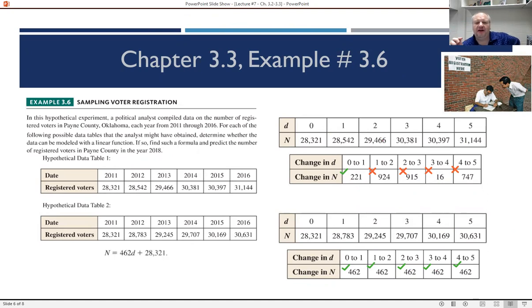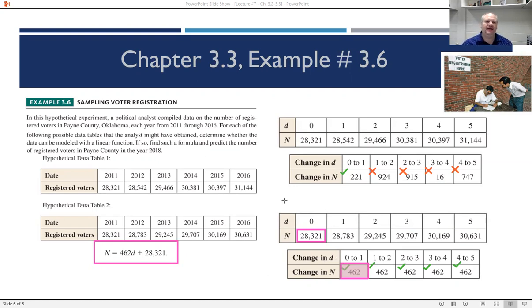Now, if you were asked to figure out what is the actual equation of this function, it's actually really very simple because, like we said, we have already determined that 462 is going to be our slope. And if 462 is our slope, and the initial value of the function is 28,321, well, take a look at our formula. So the table and analyzing it does make it kind of a little bit easier, okay?